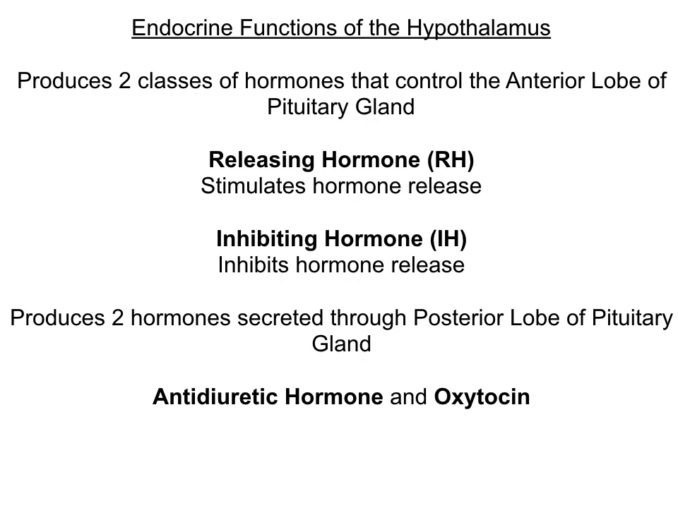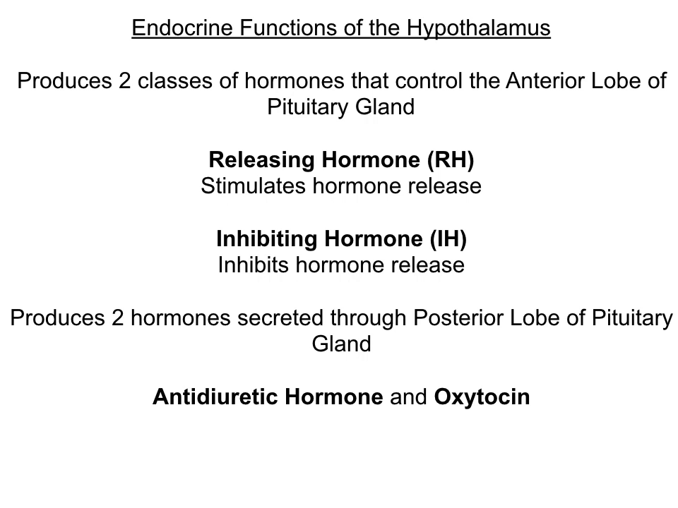The second class are referred to as inhibiting hormones. Inhibiting hormones do exactly what their name implies as well. They inhibit a cell from releasing a hormone. So these hormones are going to go down to the anterior lobe and tell the cells there essentially to turn off, to stop producing hormones. So think of the inhibiting hormones as a glorified off switch. So releasing hormones can turn the anterior lobe on, inhibiting hormones can turn the anterior lobe off.